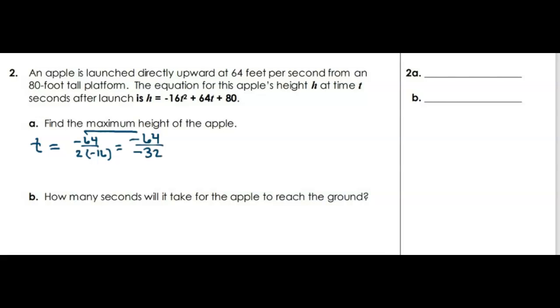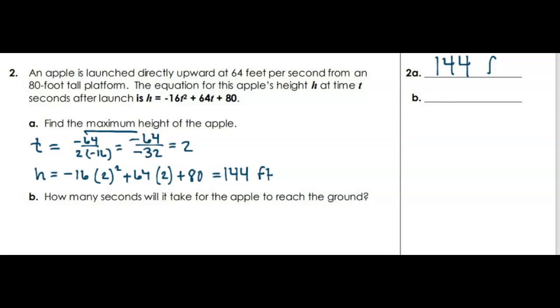If we take negative b over 2a, we find that the time that the vertex occurs is at 2 seconds. And so we'll plug that 2 into the equation and go ahead and evaluate that, and find that the height of the apple at the maximum height is 144 feet. And then we want to know how many seconds it will take for the apple to reach the ground.